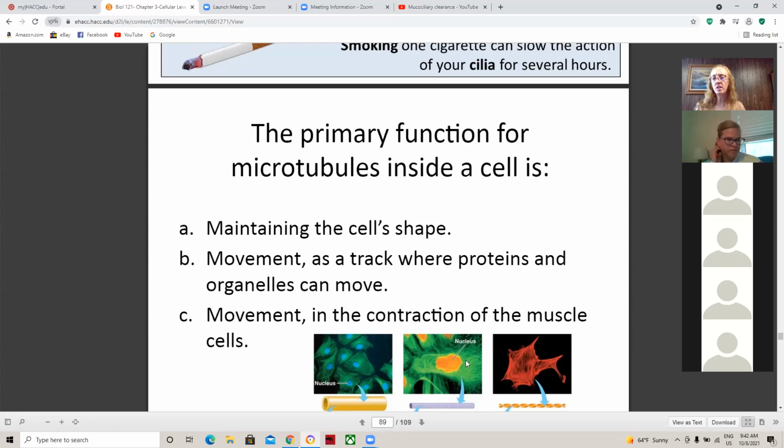Is it A? B. It's actually B, okay, because maintaining the cell shape is sometimes a little bit microtubules, but a lot of it is the terminal web made by the microfilaments. And movement and contraction with the muscle cells is also the microfilaments made of the actin.